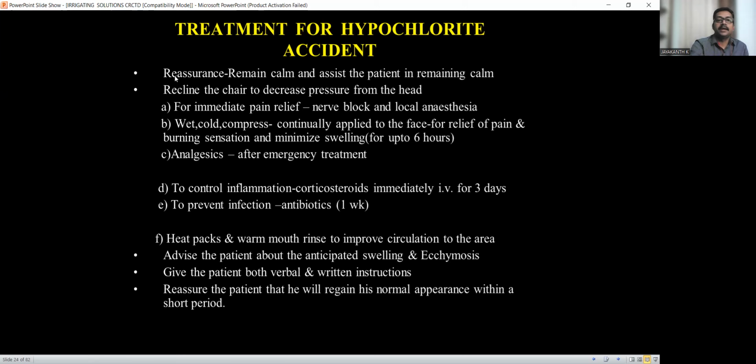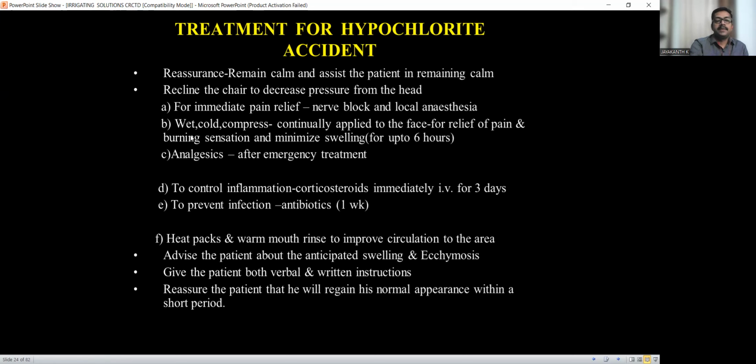First of all, immediate reassurance of the patient. Ask the patient to remain calm and assist the patient in remaining calm. Recline the chair to decrease pressure from the head. For immediate pain relief, a nerve block or local anesthesia can be given. Immediately, wet cold compression is given. This is continually applied to the face for relief of pain and burning sensation and to minimize swelling, for up to a period of 6 hours. The basic idea of the wet cold compression is to arrest the bleeding process.